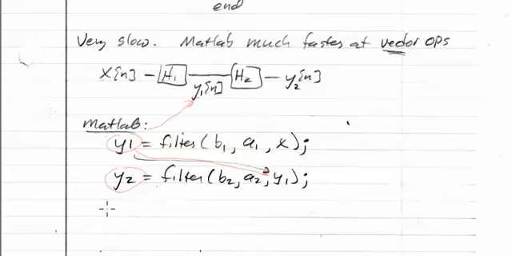Alternatively, we could have just said Y2 is equal to filter of B comma A, and then give it the input, since we've calculated the overall B and A coefficients. But that's not how the homework problem is given.